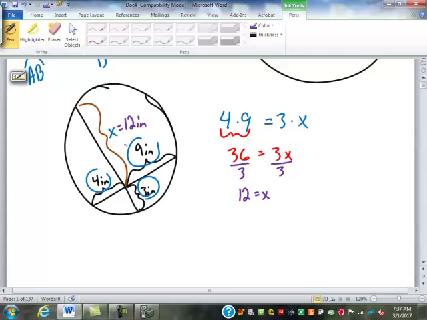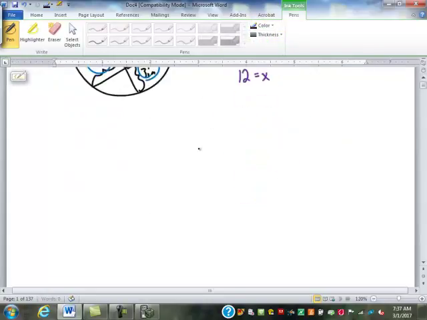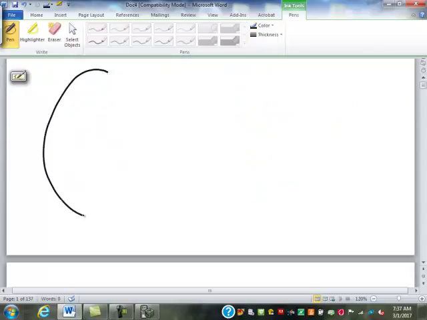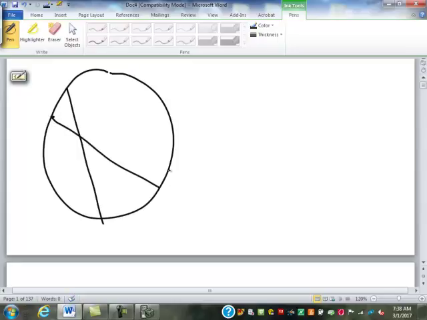And it makes sense that it looks a little bit longer than the 9. But the product of the pieces of those chords will always be the same for the two intersecting chords. So if I give you this here is 8 inches and 9 inches, and this is 6 inches. Find X for me.